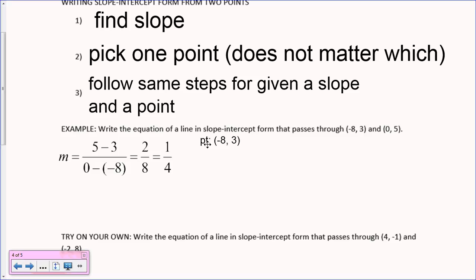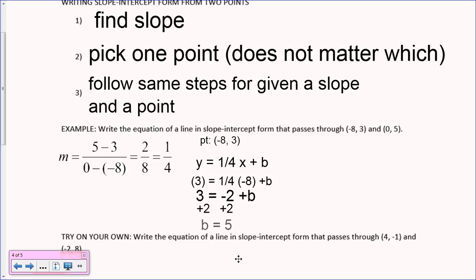Now I have a slope and a point. I'm going to plug in my slope. y equals 1/4 x plus b. I'm going to plug in my x and my y. 3 equals 1/4 times negative 8 plus b. I'm going to simplify it. So I get 3 equals negative 2 plus b. Add 2 to both sides. I get b equals 5. So my equation is y equals 1/4 x plus 5.